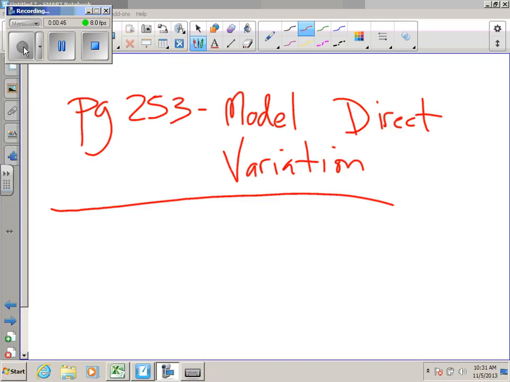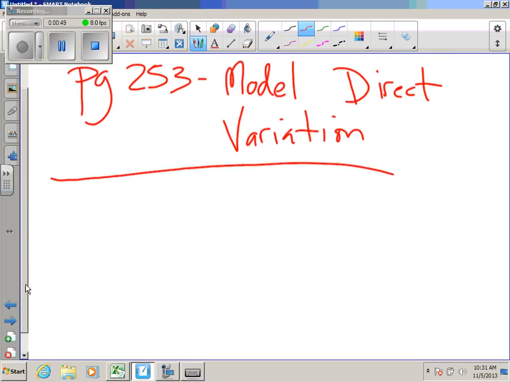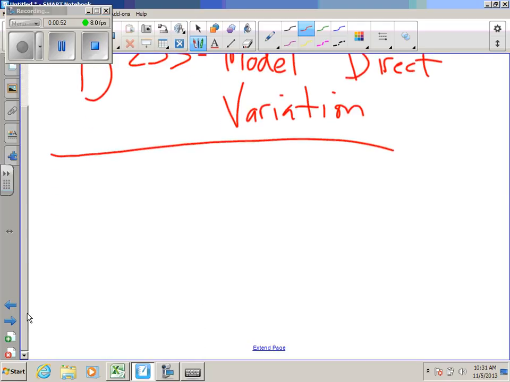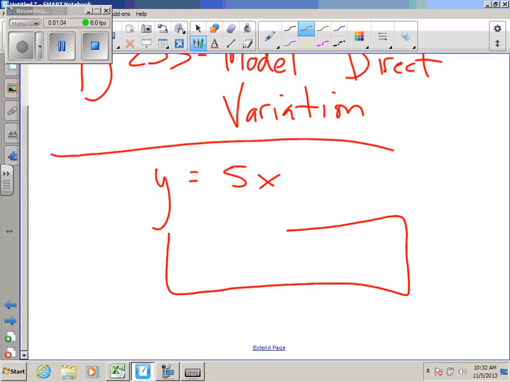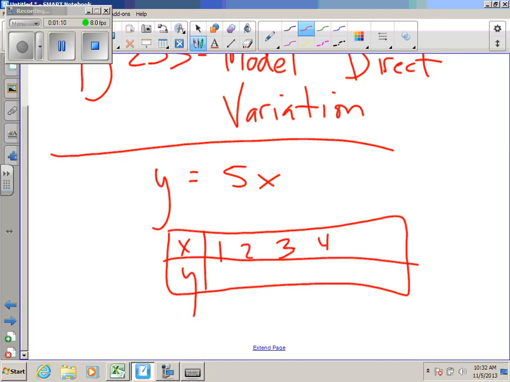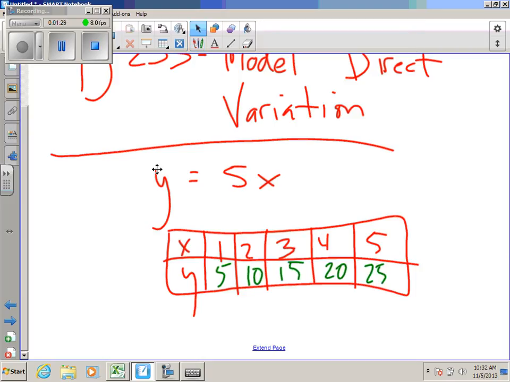And the reason for that is this. If they vary directly, there'll be some kind of a relationship into how it happens, okay? So if you look at y is equal to 5x, when you plug in the values for x and y, one times 5 is 5, 2 times 5 is 10, 15, 20, 25, and so on, okay?